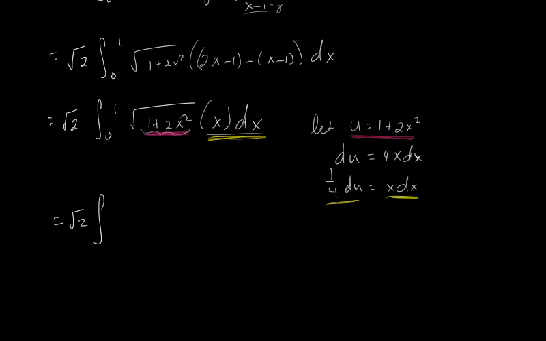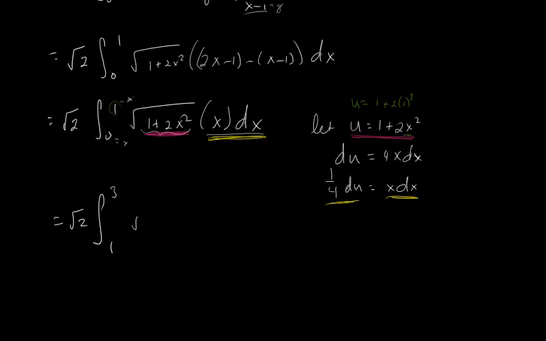Now, if we are going to replace x's with u's, we have to replace our boundaries. So remember, these are x values. If I want to change them to u values, I simply substitute the x value in and find the u value. So if x is 0, that makes u equal to 1, because 1 plus 2 times 0 is 1. If x is 1, that makes u equal to 3, right? Because I'm going to take my 1 and plug it in here for x. We've got u is equal to 1 plus 2 times 1 squared. That's 1 plus 2, which is 3. So those are our bounds of integration when we're integrating with respect to u.